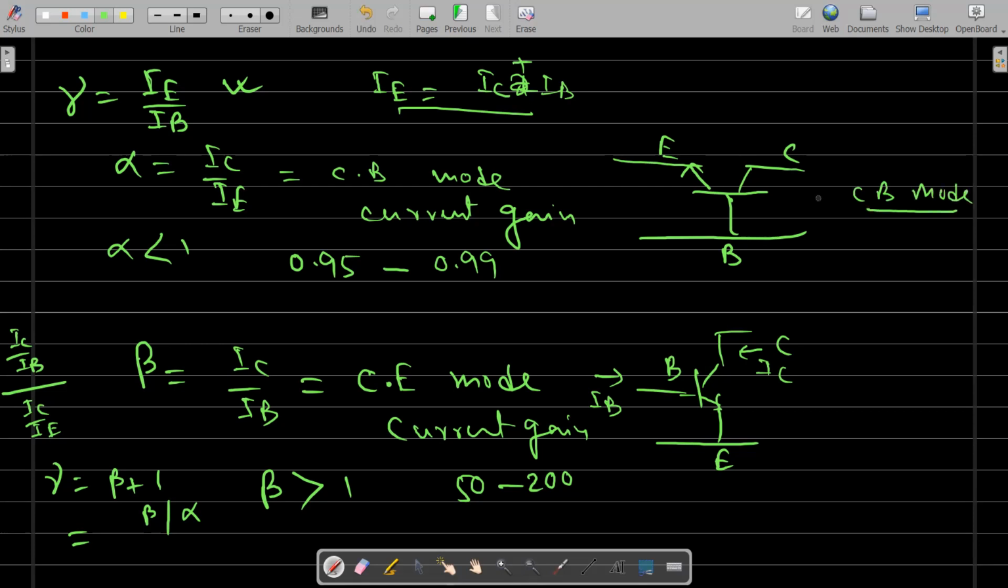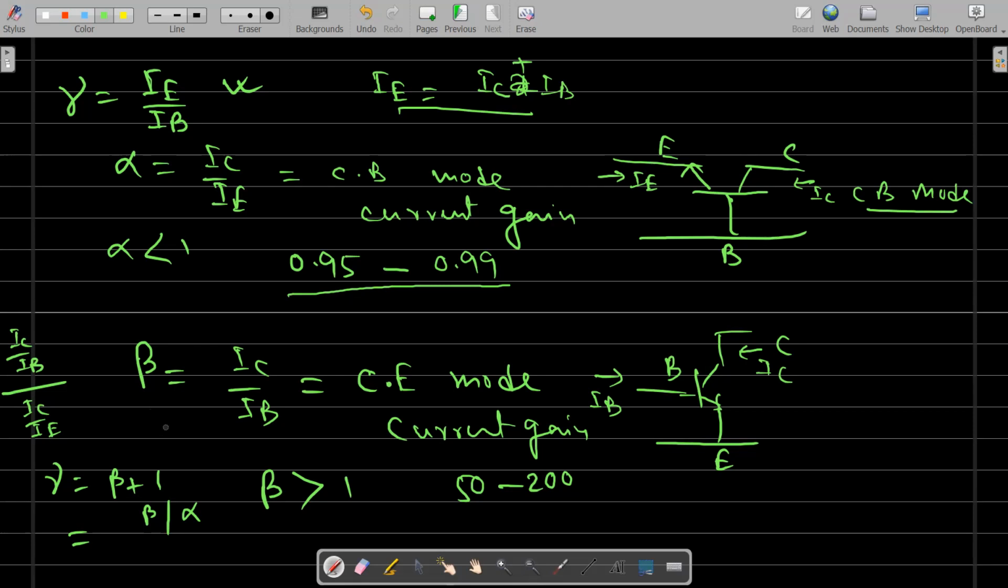The base is common between the emitter and collector configuration. So of course, the emitter is the input current and collector current is the output current. So IC by IE defines the common base mode current gain, and the value of alpha is less than 1 because the emitter current value is always greater than the collector current value, and the typical range of alpha is generally 0.95 to 0.99 for a BJT.